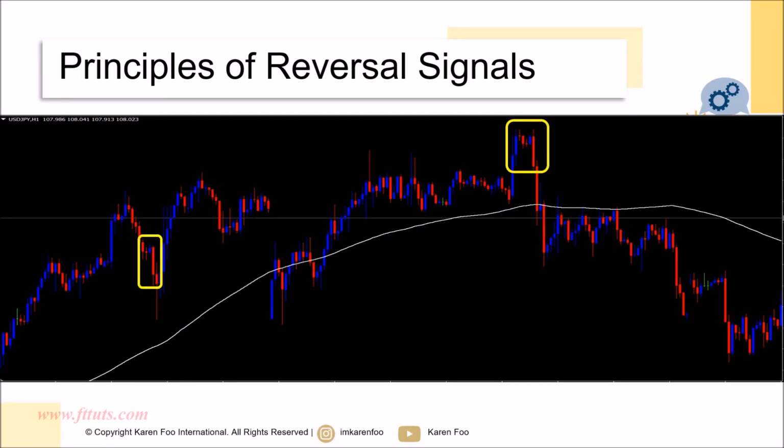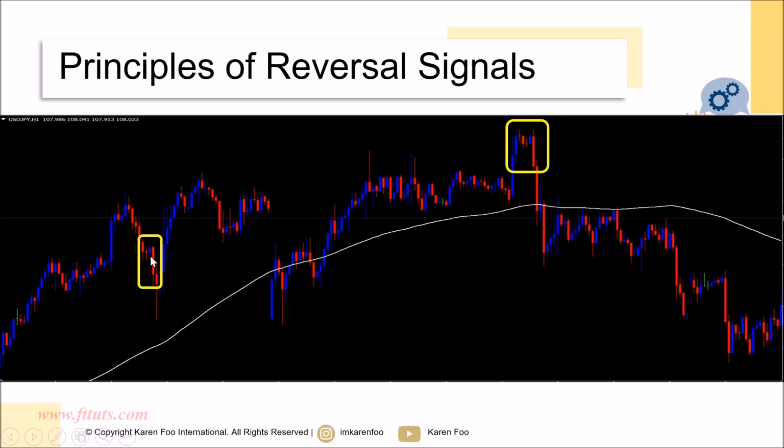Okay, so I'll give you one example. You see the same pattern over here. Let's look at it specifically. You see a small blue candlestick followed by a large red bearish candlestick. Okay, this is what we are focusing on. Small blue candlestick followed by large red candlestick.